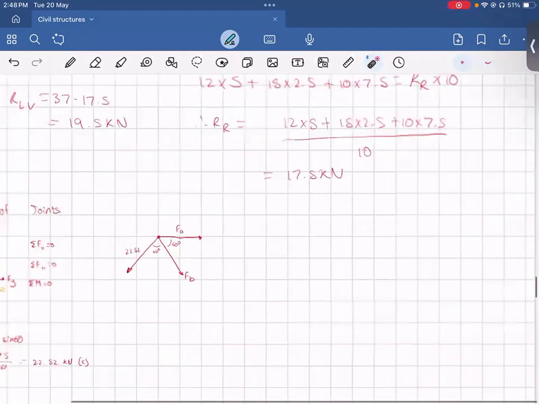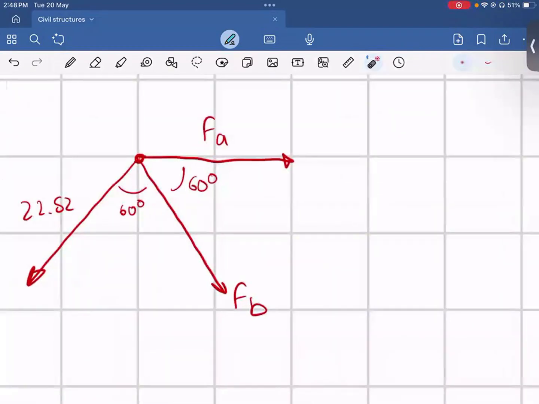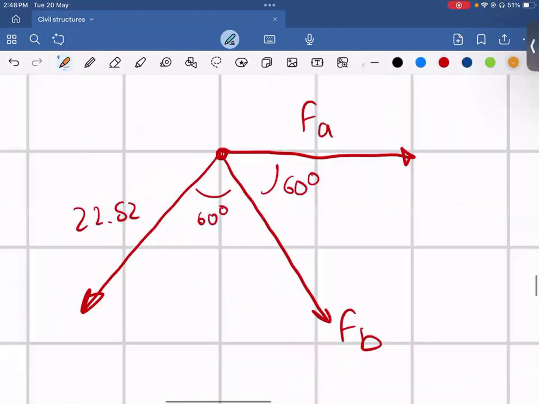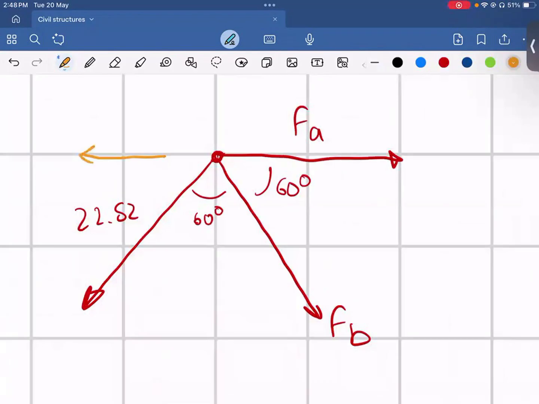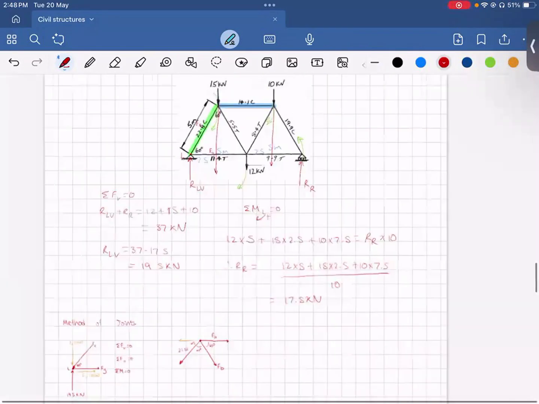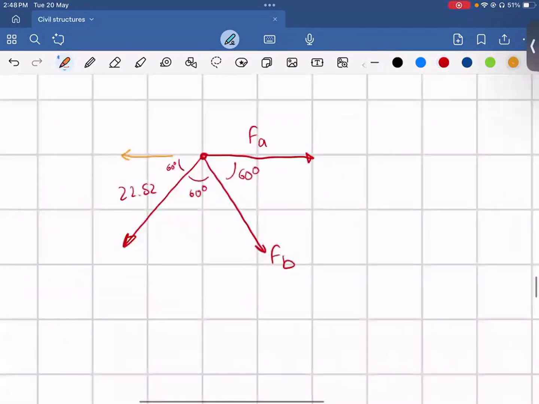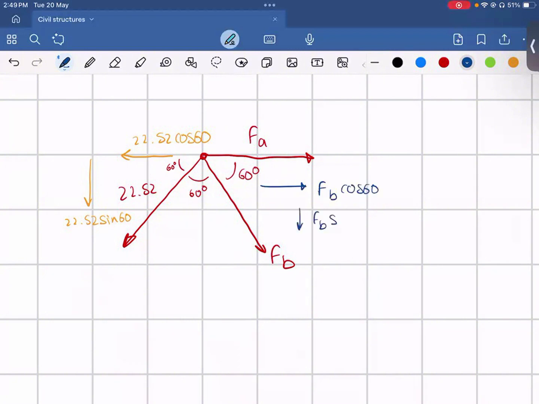Now, in this case, we have two unknowns, and we have one known over here. If we wanted to determine FA, you do another similar thing of breaking each of the forces down. But if we look at this, we get this to be 60 degrees as well. And then we get 22.52 cos 60 acting that way, and then 22.52 sine 60 acting down. However, this FB is also going to be broken down. So we get FB cos 60 that way, and then FB sine 60 going down.